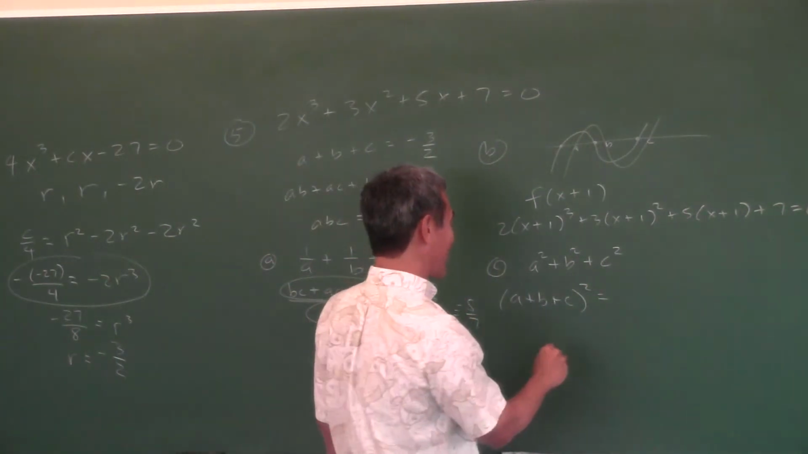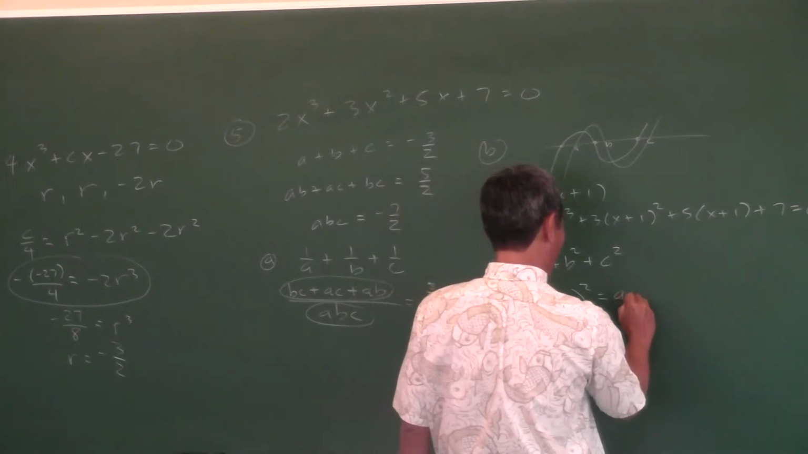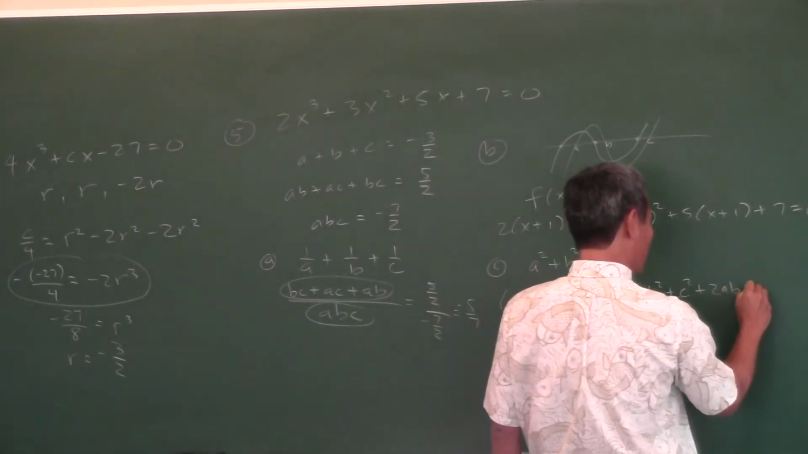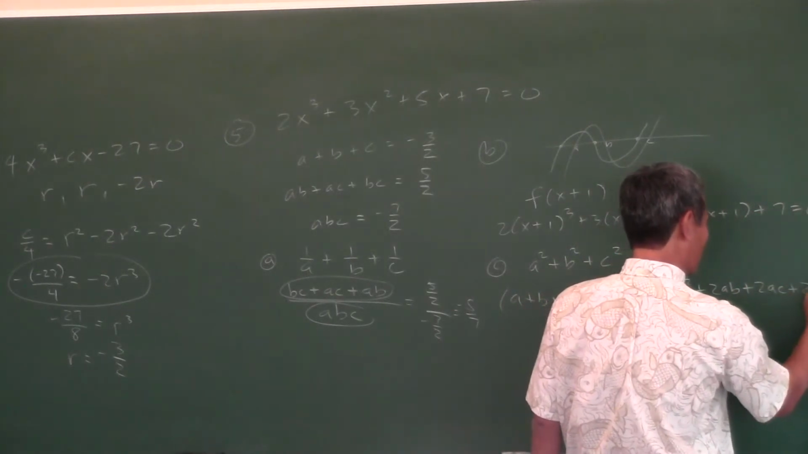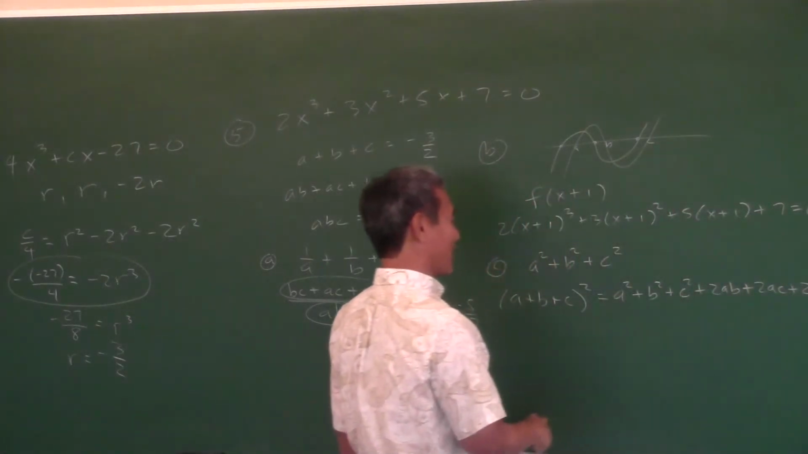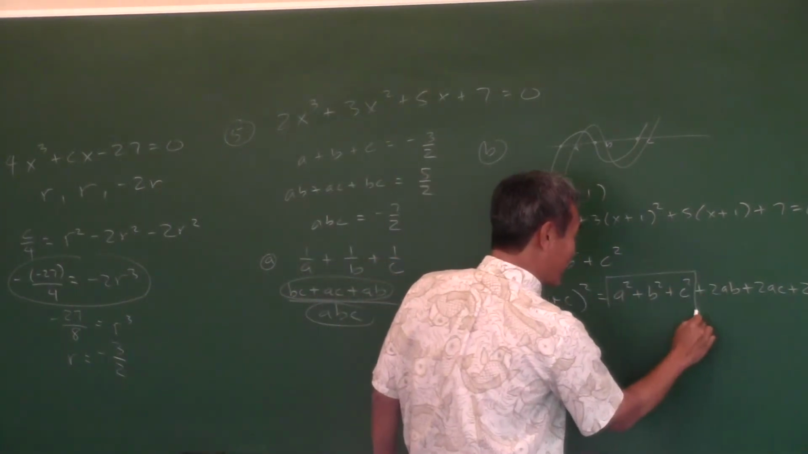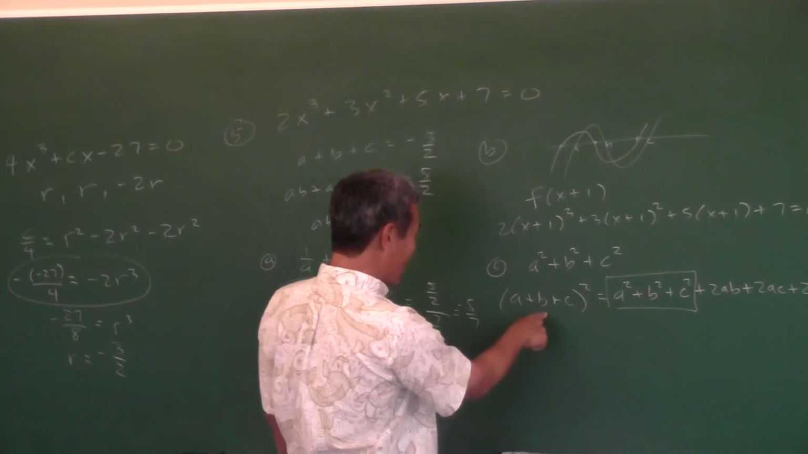Okay, just in the interest of time, I'm going to show you what you get. A squared plus b squared plus c squared plus 2ab plus 2ac plus 2bc. Of course, math team guys, we just know that already, right? This is the thing we're trying to find right here. Do we know what that is?